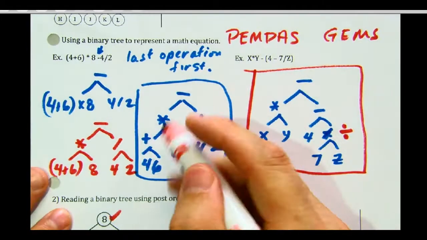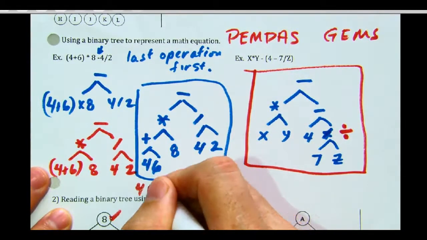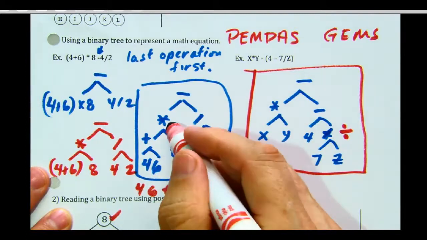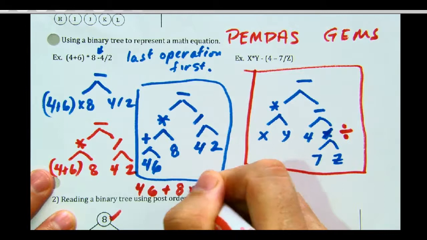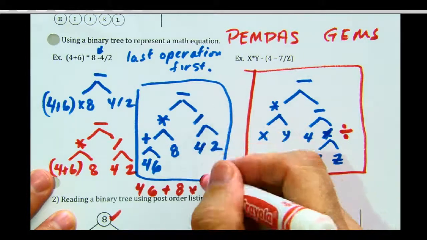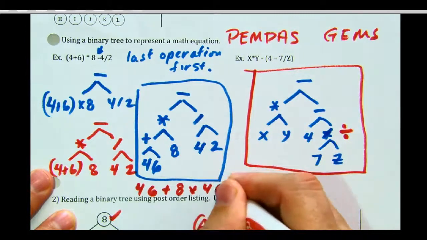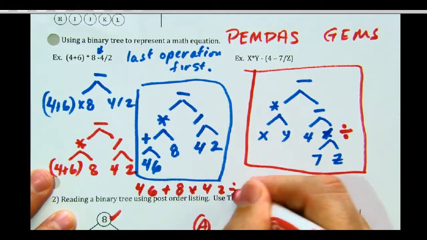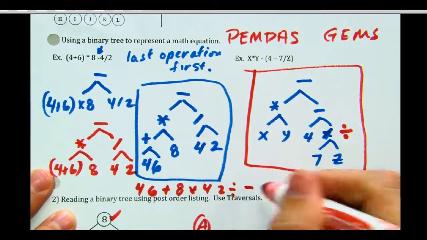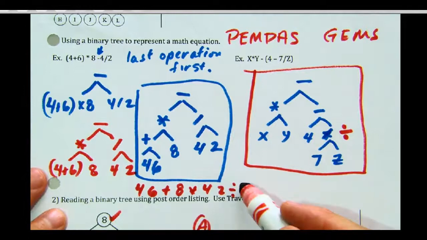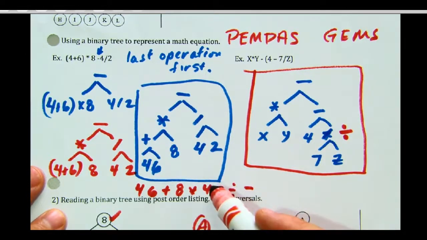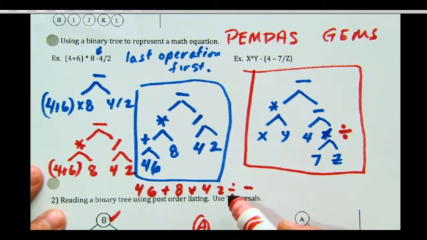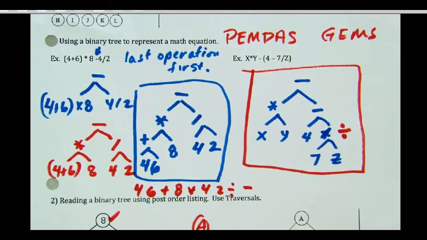So if I do this, I slide down, I get a 4, I get a 6, I get a plus, and then I slide over, I get an 8. Multiplication symbol, slide over, division, but then I slide down to the 4, 2, division, and then minus. This would be a post order listing for what we have. Now we want to try to evaluate this using reverse Polish notation. So that's what I'm going to show you now back on the other side.